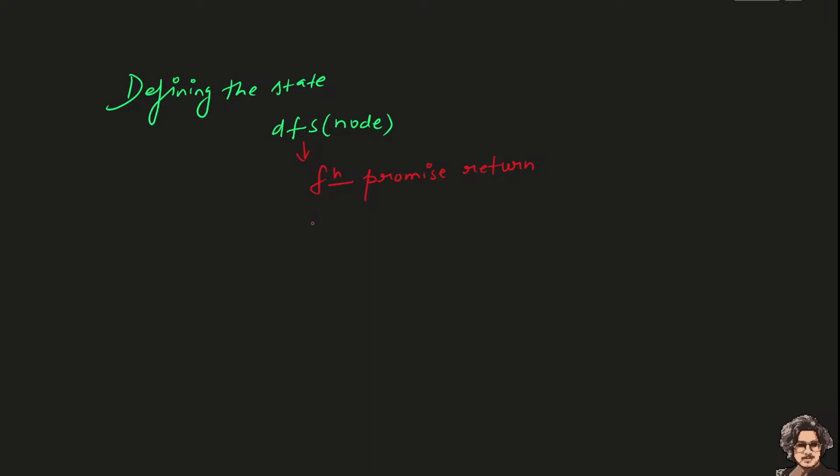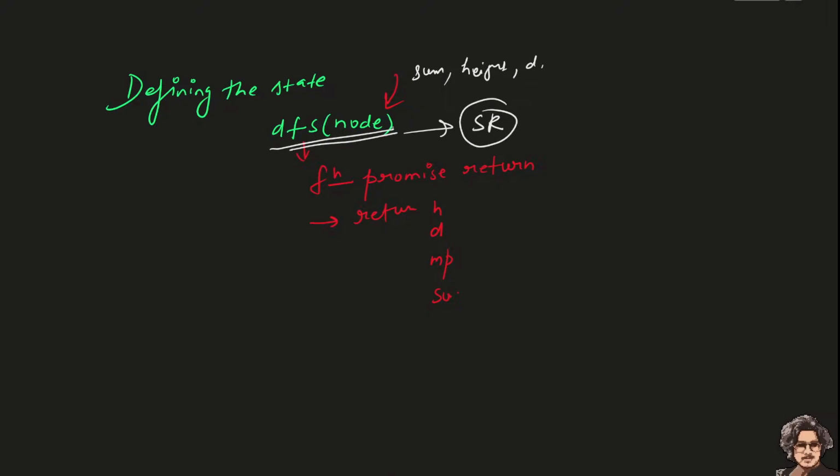The next question is whether it returns the height, diameter, maximum path, or sum. This has to be explained clearly. The function should have only one clear responsibility. I am not expecting a simple function to return sum, height, and diameter together. I am expecting a single responsibility from this function.